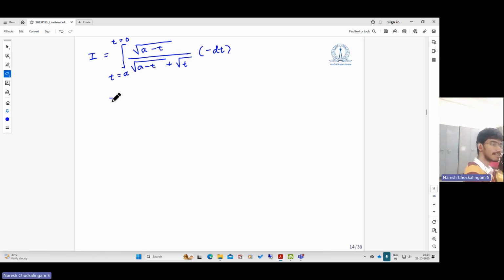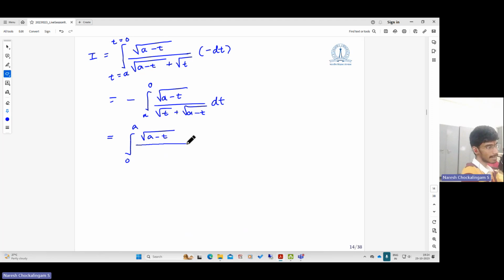So simplify this further, take the minus sign out. So you get minus integral going from a to 0, square root of a minus t divided by square root of t plus square root of a minus t dt. Bring the minus sign into the integral limits, so I can switch the lower and upper limit. So this becomes integral 0 to a square root of a minus t divided by square root of t plus square root of a minus t dt.